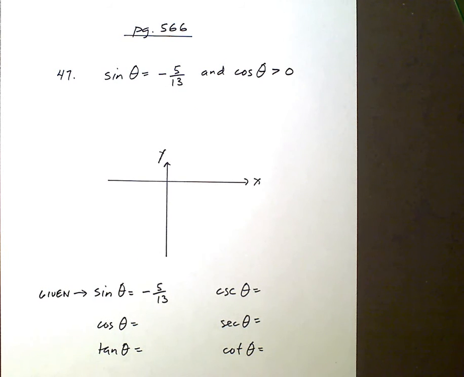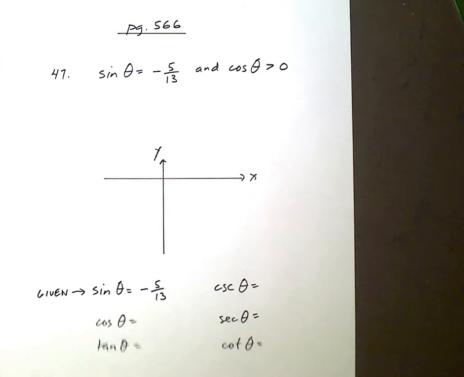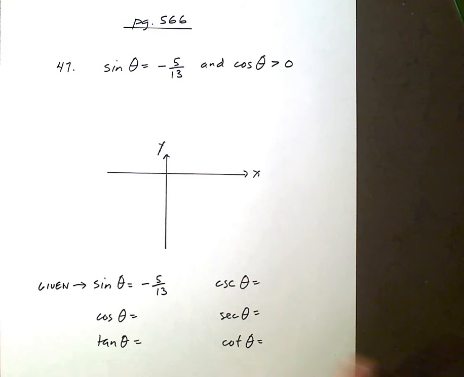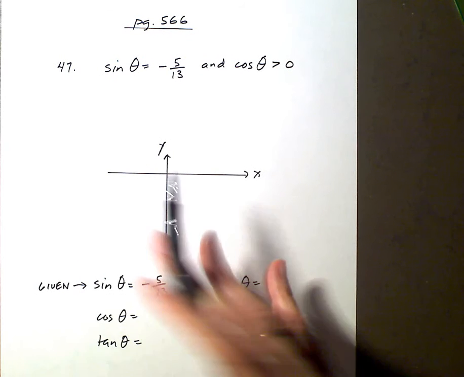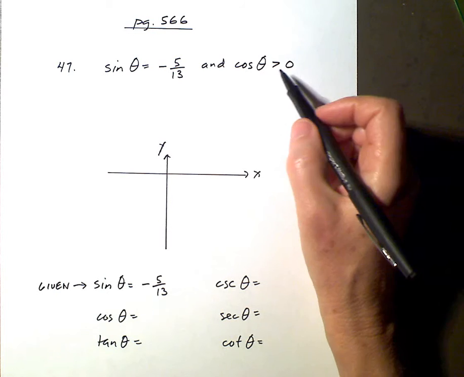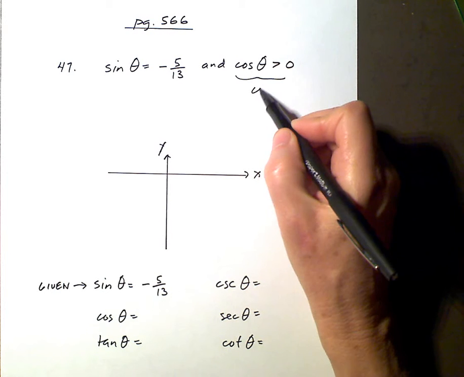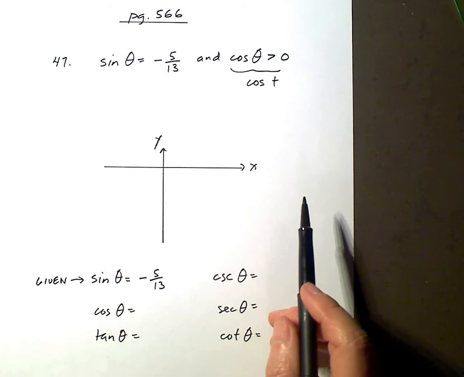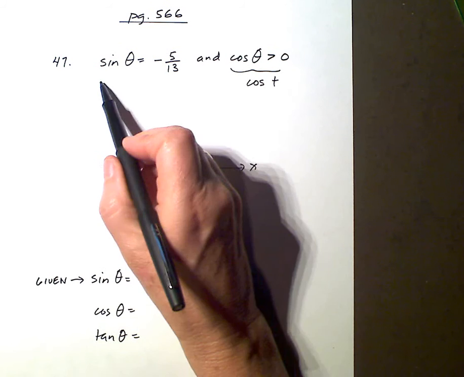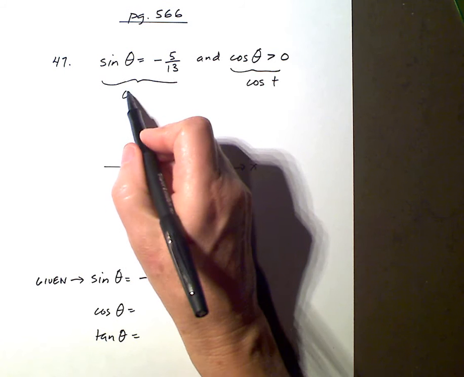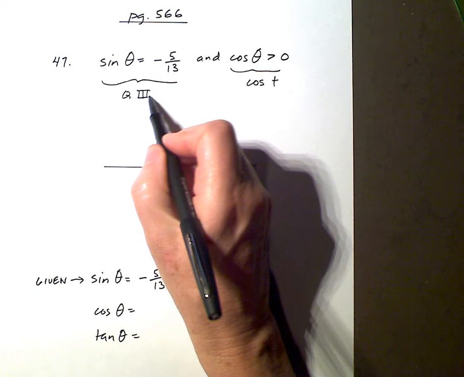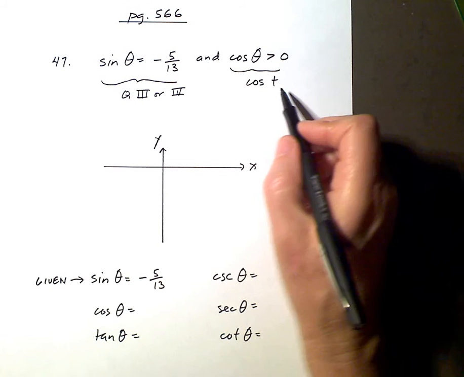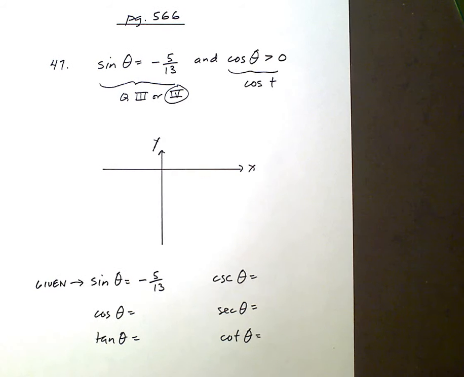Automatically, I know that on the y-axis, I'm below the x-axis line. So I'm either in quadrant 3 or 4. And then cosine is greater than 0, which is just a way of saying that cosine is positive, and so that means I'm to the right of the y-axis. So I've narrowed it down. Once I know that cosine is positive, then I can definitely narrow it down. It's got to be in quadrant 4.